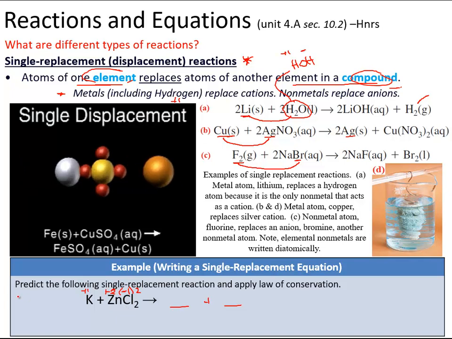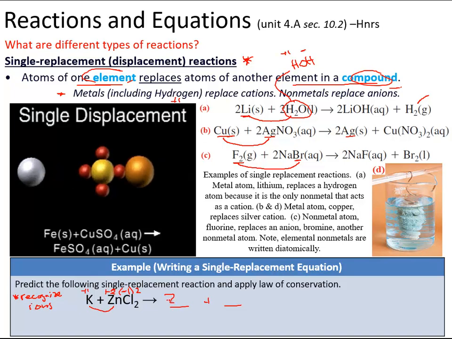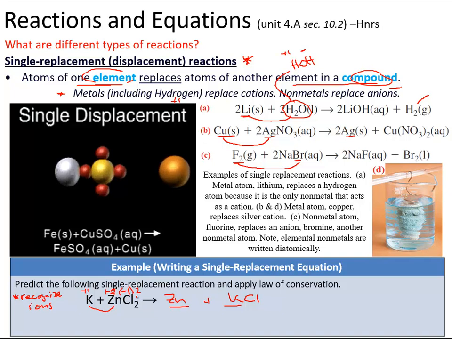It's really important, if you want to remember anything on how to predict, that you first recognize the ions. You got to recognize the ions and their charges because they're going to be swapping. In this case, the K is going to be swapping out with the zinc. So the zinc is going to be by itself, and now the K is going to hook up with the chlorine.